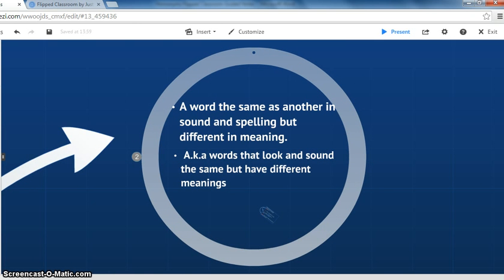Homonyms include words that are the same or sound the same. So a word the same as another in sound and spelling but with a different meaning, aka words that look and sound the same but have different meanings. Now you'll notice that this right here matches very closely with the worksheet that you have, which is exactly by design. That way you have the exact notes that I need you to have. So again, a homonym is something that looks and sounds the same but has a different meaning, and is something that a lot of our students at this school are struggling with right now.